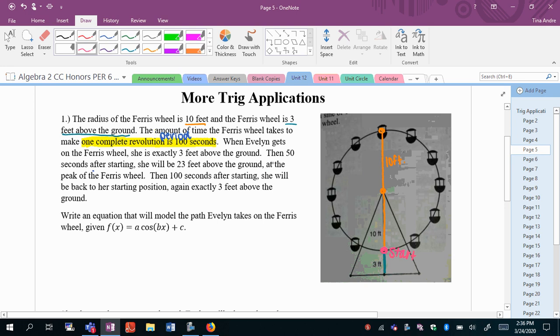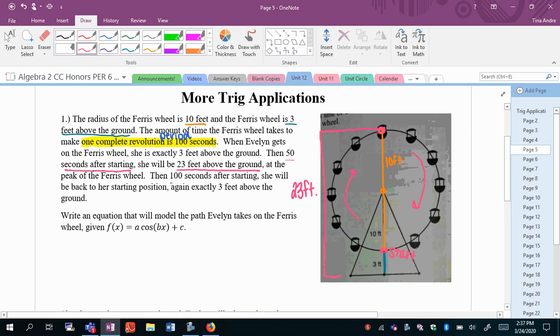Then 50 seconds after starting, so halfway through, because remember it takes 100 seconds to go fully around, she will be 23 feet above the ground. If you think about what that means, if it takes 100 seconds to go completely around, and I'm going in this direction here, halfway would be at this highest point, which they're saying is 23 feet above the ground. So this distance is 23 feet above the ground, which makes perfect sense because we have 10 feet, 10 feet, and 3 feet.